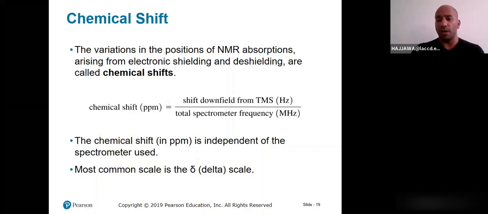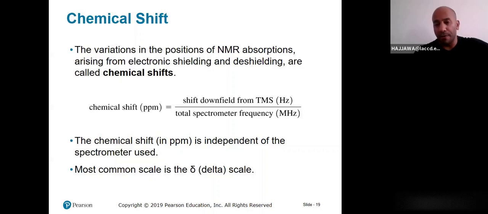The chemical shift, which I just referred to as ppm, usually is calculated by the machine, but it's important for us to understand how it is calculated. Now, in the IR, we already learned that the values, which are referred to as wave numbers, are measured in reciprocal centimeter, while in NMR, that's referred to as chemical shift, and it's measured in parts per million, ppm. How is it usually calculated? It's usually calculated as the following: shift downfield from TMS in hertz divided by the total spectrometer frequency in megahertz.